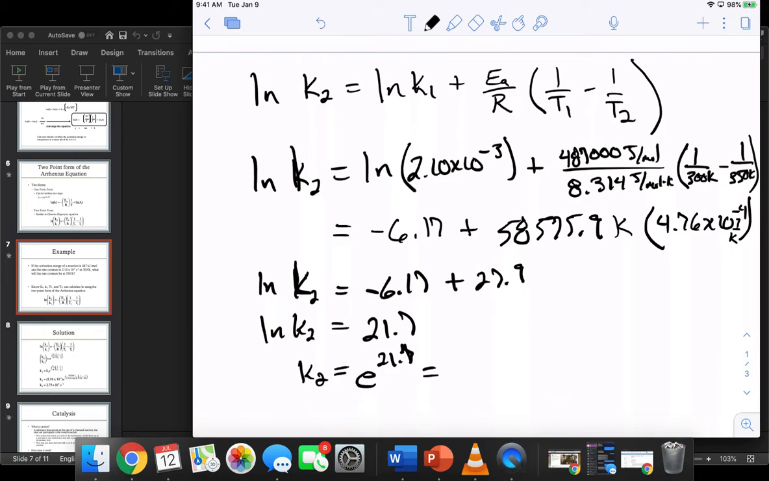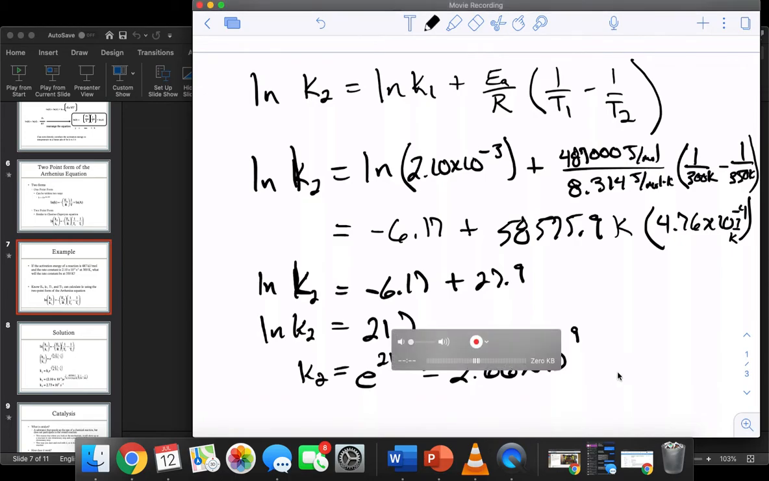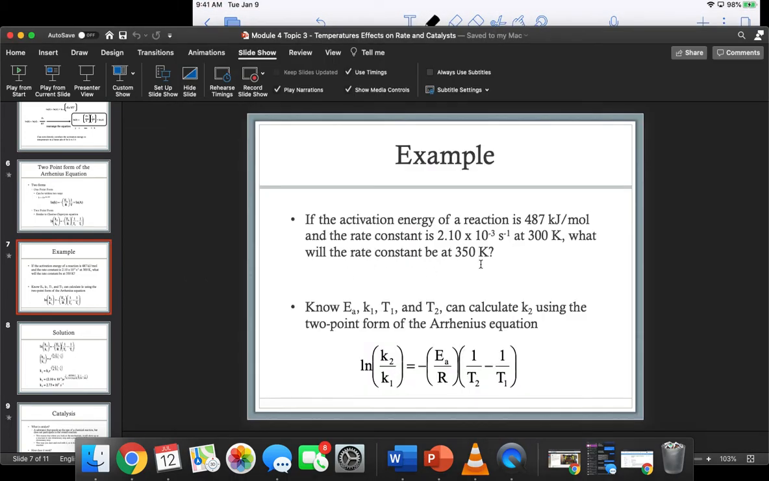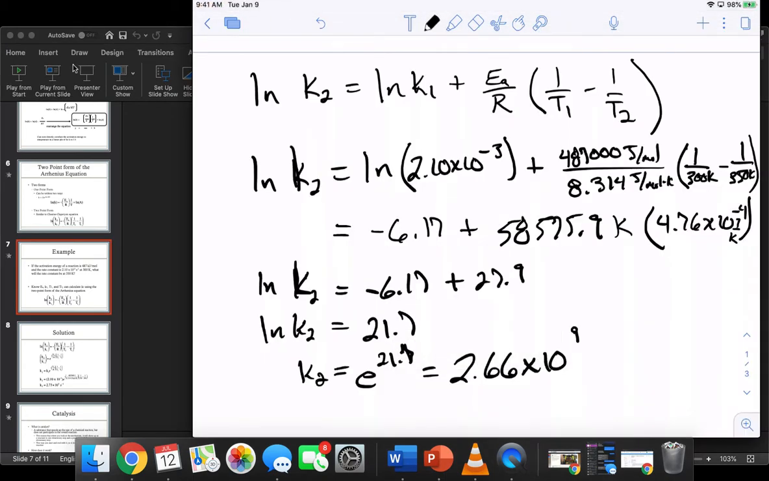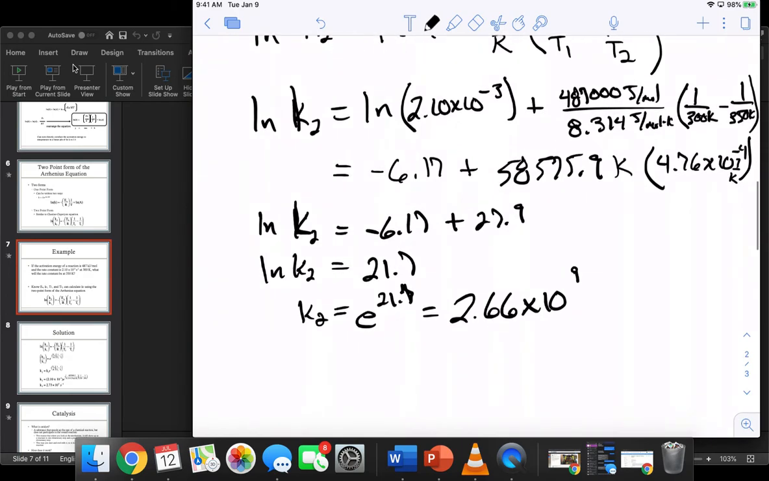So I'm going to have e to the 21.7 power. It looks like I get about 2.66 times 10 to the 9th is going to be my K. Now, the last part of this, my units on this rate constant: if I go back to my original problem, my units were inverse seconds. So my units are going to be the same for this rate constant as well. So inverse seconds, sorry, for my units there. That would be then my final answer.